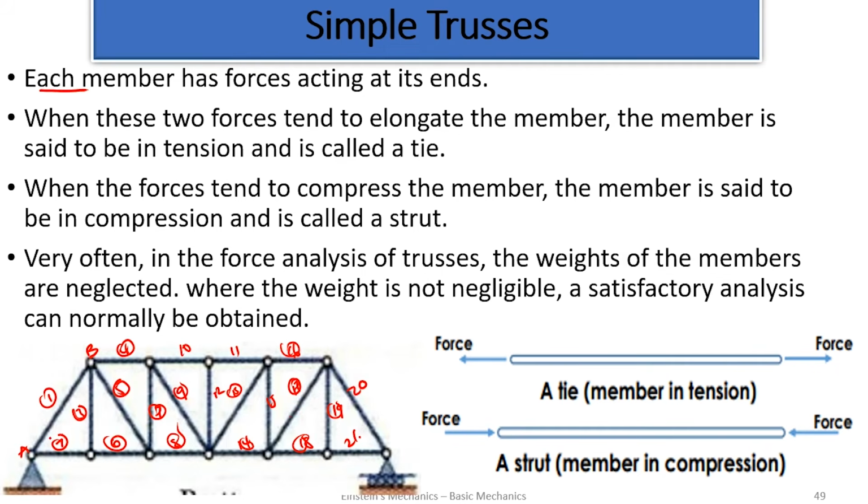This is from A to B. So let's take A to B. This is the member. What we are trying to say is that as I took AB, the member A to B from the truss has forces at its ends because it is going to support what? A load.